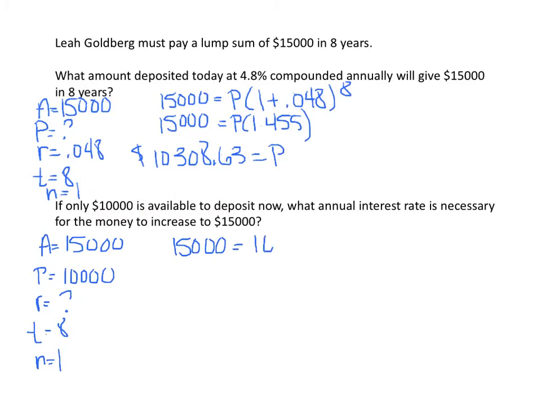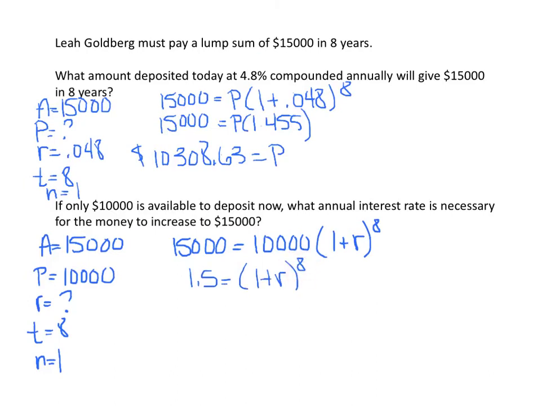15,000 is equal to 10,000 times 1 plus r, and normally we would put an r over something, but that thing is 1, so we can just leave it 1 plus r to the power of 8. Now this might seem a little bit challenging, but we're going to just reverse the order of operations, and we're going to divide by 10,000 on both sides first. When I do that, I get 1.5 is equal to 1 plus r to the power of 8.